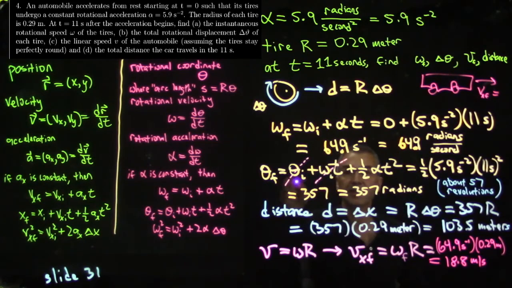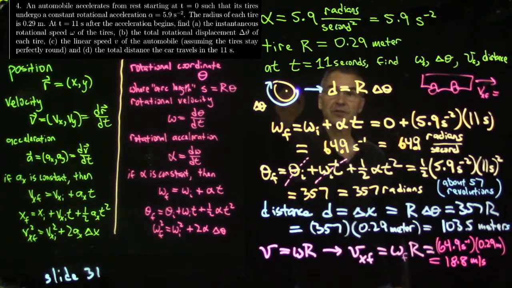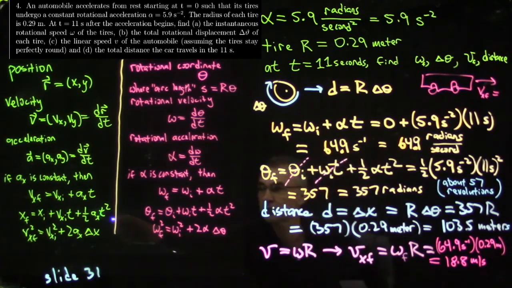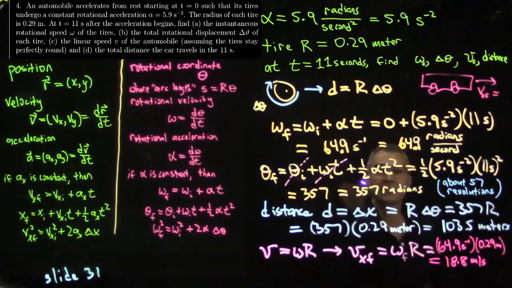Theta final is theta initial, which is 0. We can just define, we could make a little spot on the wheel here and call that theta equals 0. So we're just going to take our starting point to define theta equals 0. Omega initial is 0 because at t equals 0, the wheel is not rotating. We start out from rest and then we undergo constant angular acceleration of the tires. But then this term is 0, this term is 0. This 1/2 alpha t squared term, which is just like our old familiar 1/2 at squared term, is non-zero.